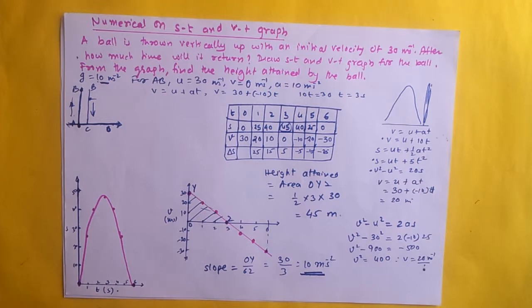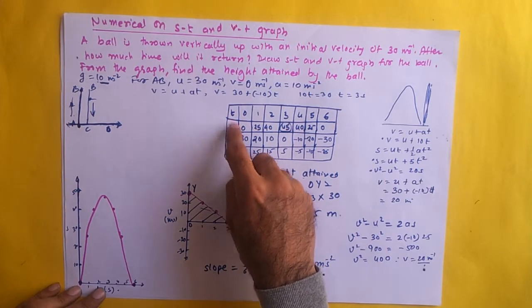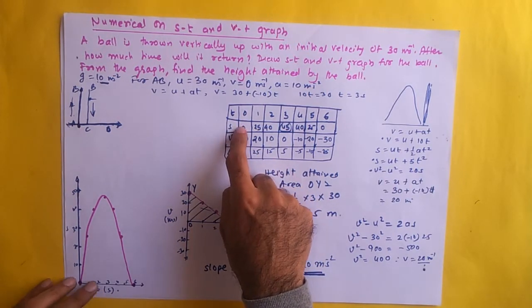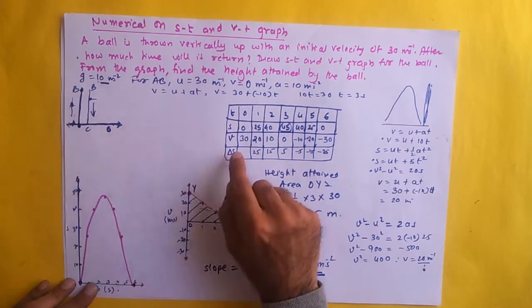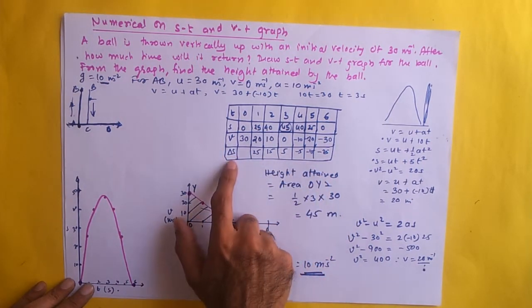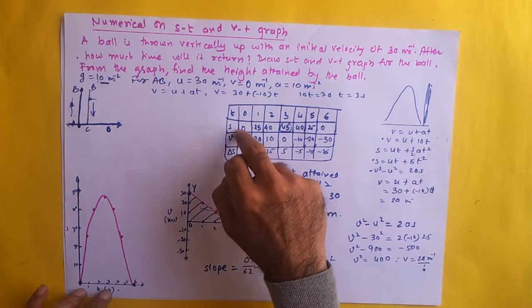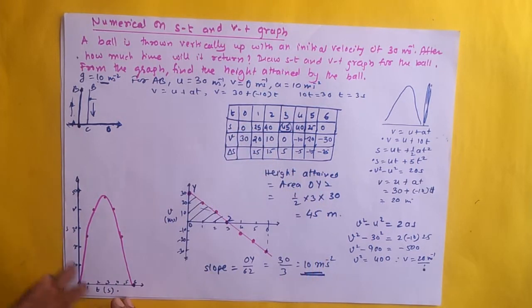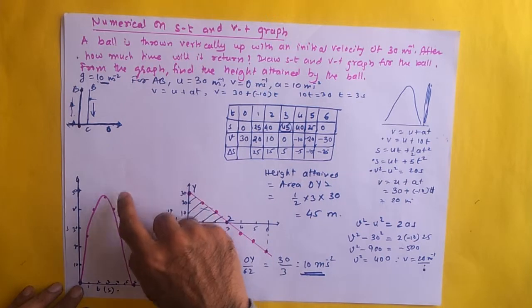So basically I have tried to cover all the aspects of ST graph and VT graph. And once again, a final reminder of the difference between S and delta S. This S is the distance, the absolute displacement from the baseline, whereas delta S is the change in displacement every second, right? And for calculation of velocity, we use delta S and not S, even though while plotting the ST graph, we plot the absolute displacement from the baseline.